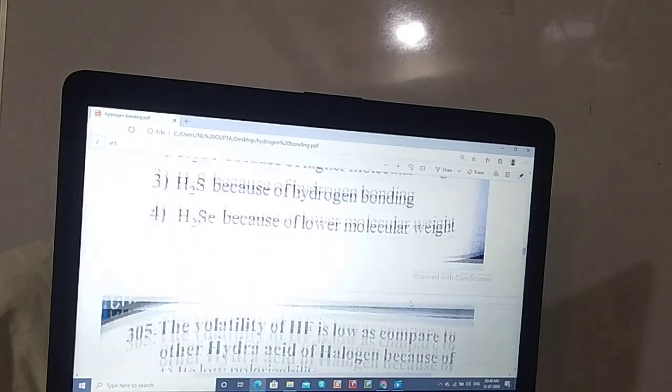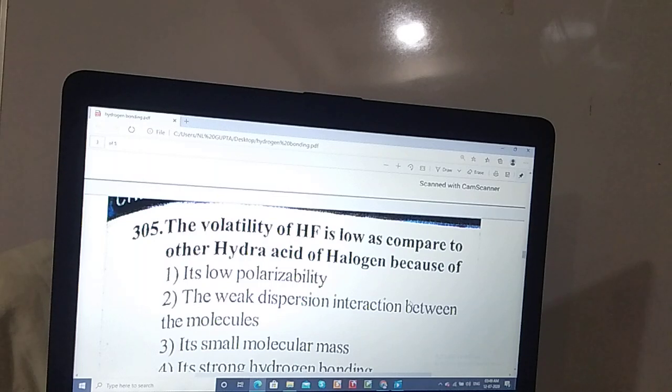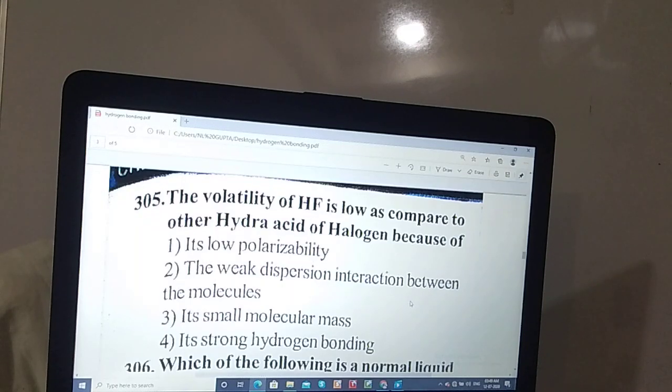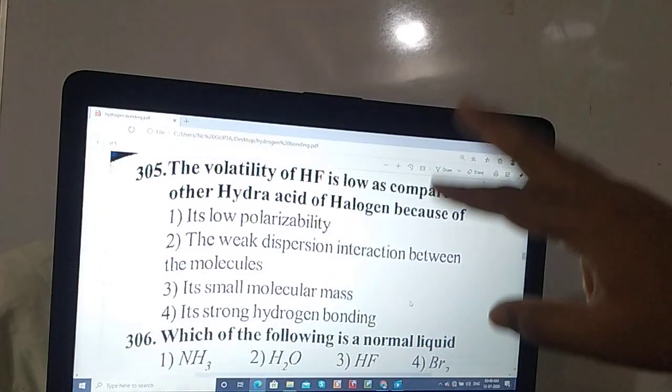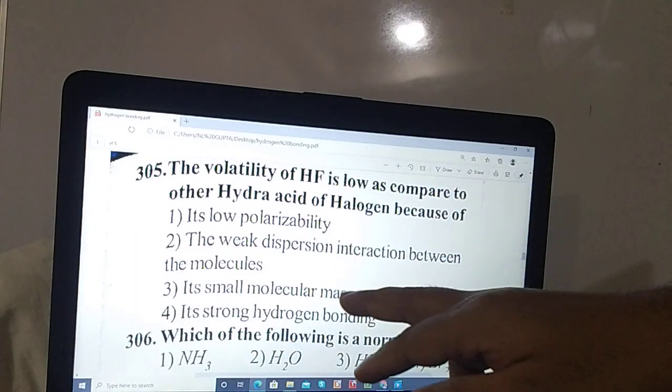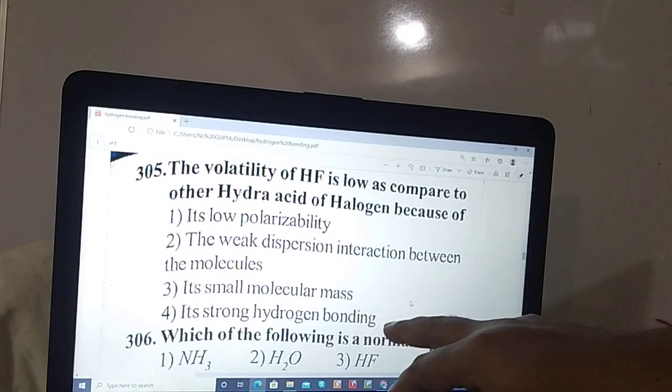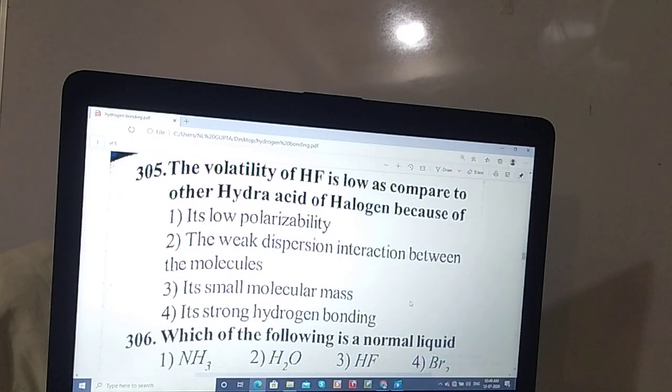Now 305, students. The volatility of HF is low compared to other hydrogen halides because of hydrogen bonding. The low volatile nature is because of hydrogen bonding. Let us see: low polarization is wrong, weak dispersion is wrong, small molecular mass is wrong, it is a strong hydrogen bonding. So the correct answer for 305 is option number 4, hydrogen bonding.